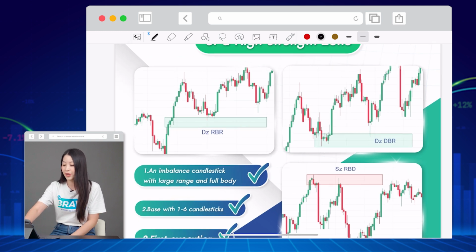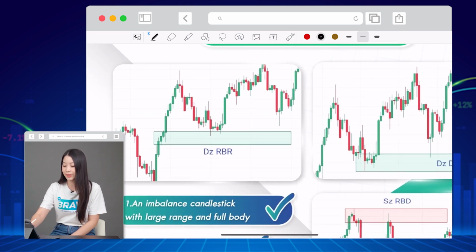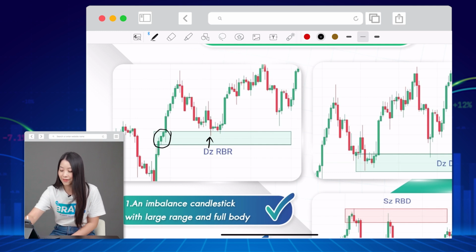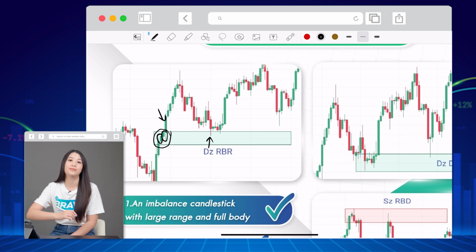For the first example, as you can see, this is the newly formed zone, and here is the first execution. That means we have good freshness of the zone, and we have a very big, large imbalance here. Also, we have only 2 candlesticks in our base. So this zone is all good.